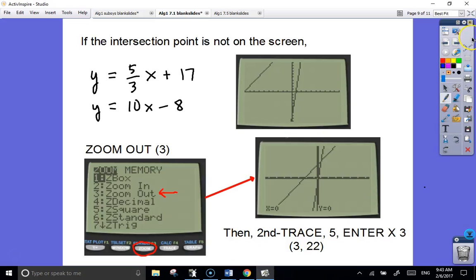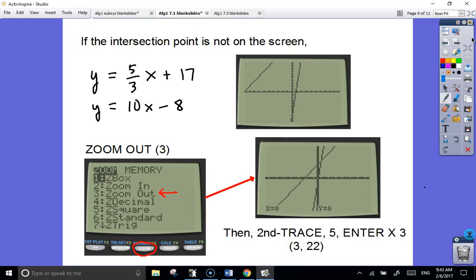Okay, now notice this one. I mean, you could try to do this one yourself. I've already done it on the screen. Right, so 5/3 x plus 17 on the first line, 10x minus 8 on the second line, and you look at the graph, and the intersection point is not on the screen. So I can't do that method yet.